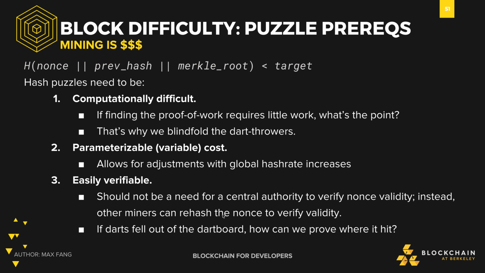There should not be a central authority to verify anything for the nonces. Any miner should be able to perform this puzzle again using the nonce that the person generated, and confirm that this person had a nonce concatenated with the previous hash and the Merkle root for this block that was less than the target. So anybody can verify that you solved it and that it's a valid block.